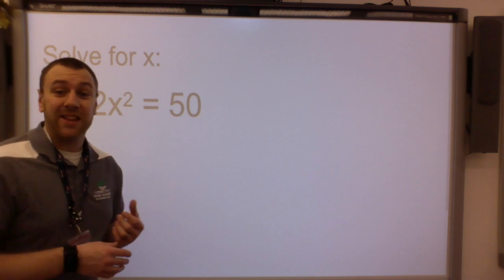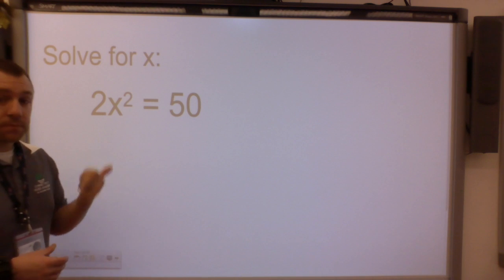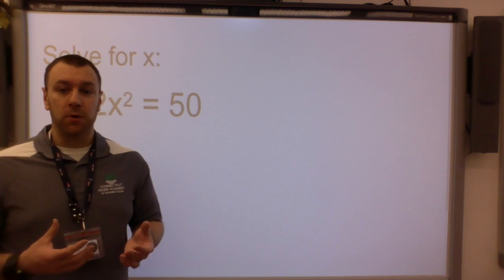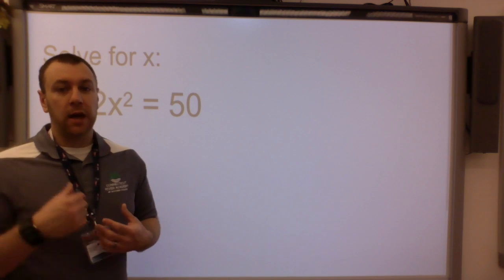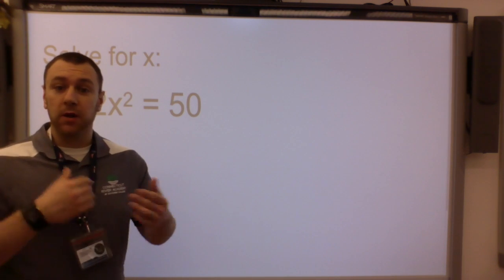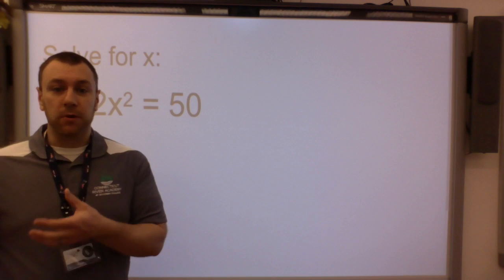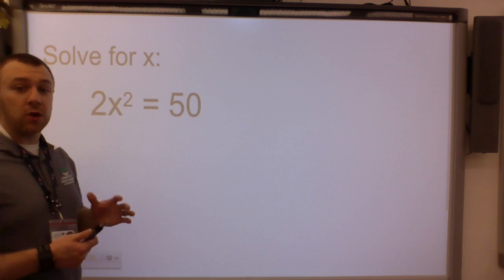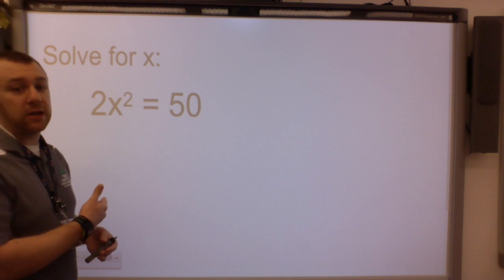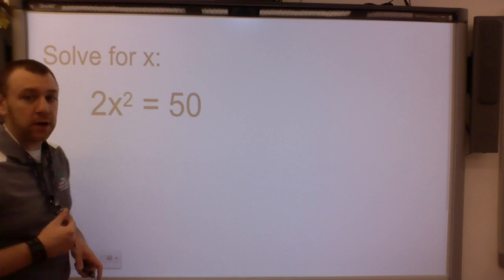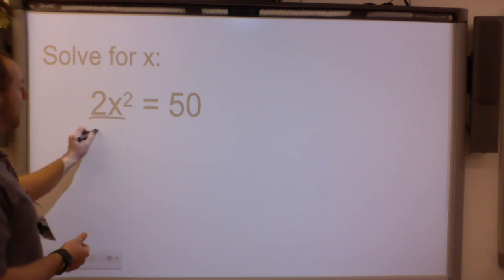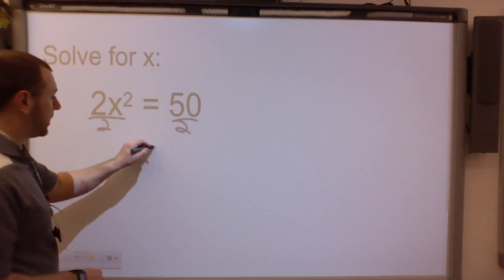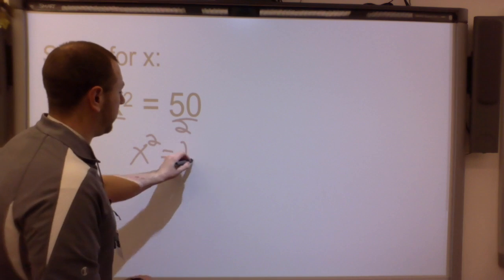You'll notice that there's just an x squared here. So I can solve using my normal algebraic tools that I used in Algebra 1, solving like 2x plus 4 equals 8. So the first step is always to isolate that x squared. So get that x squared alone. I'm going to divide by 2. Okay? I get x squared equals 25.